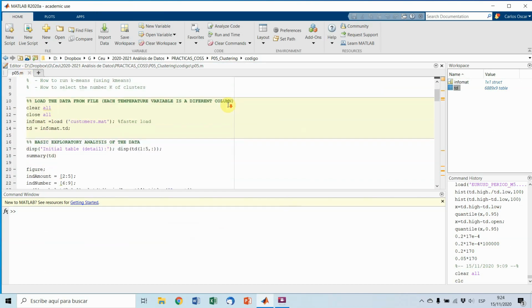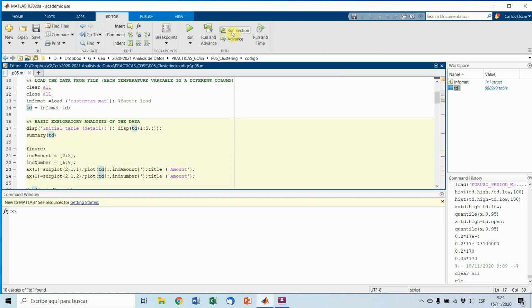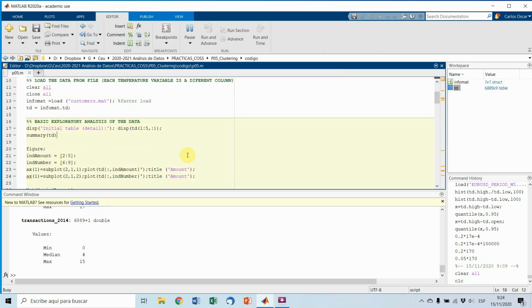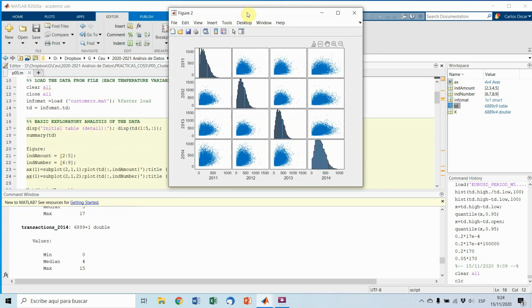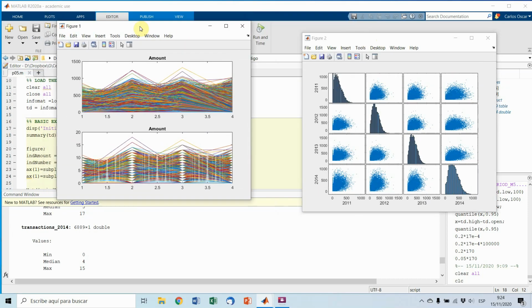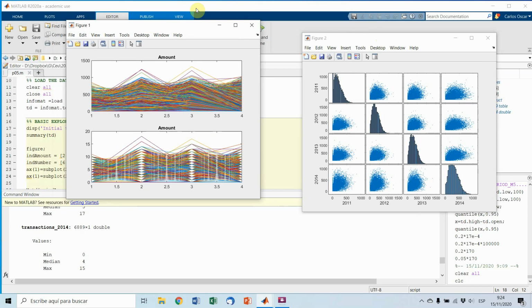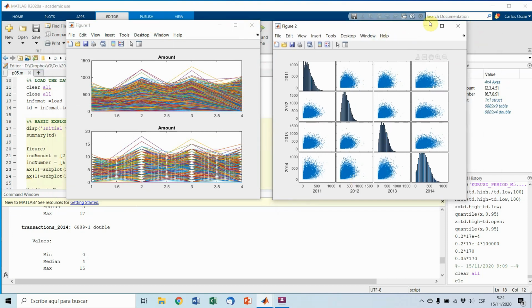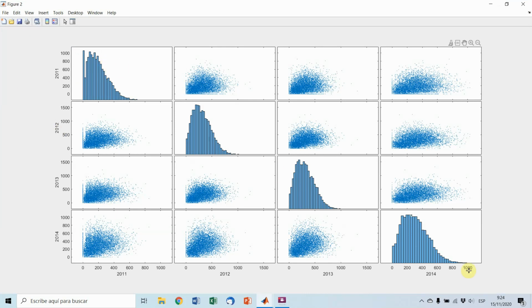Then, as always, the first thing is to see the data. We have 7,000 entries, and the first thing is to get acquainted with the data. Here we have several plots: the histograms, the joint histograms and the univariate histograms. This is the histogram for 2011, for 2012, and so on.